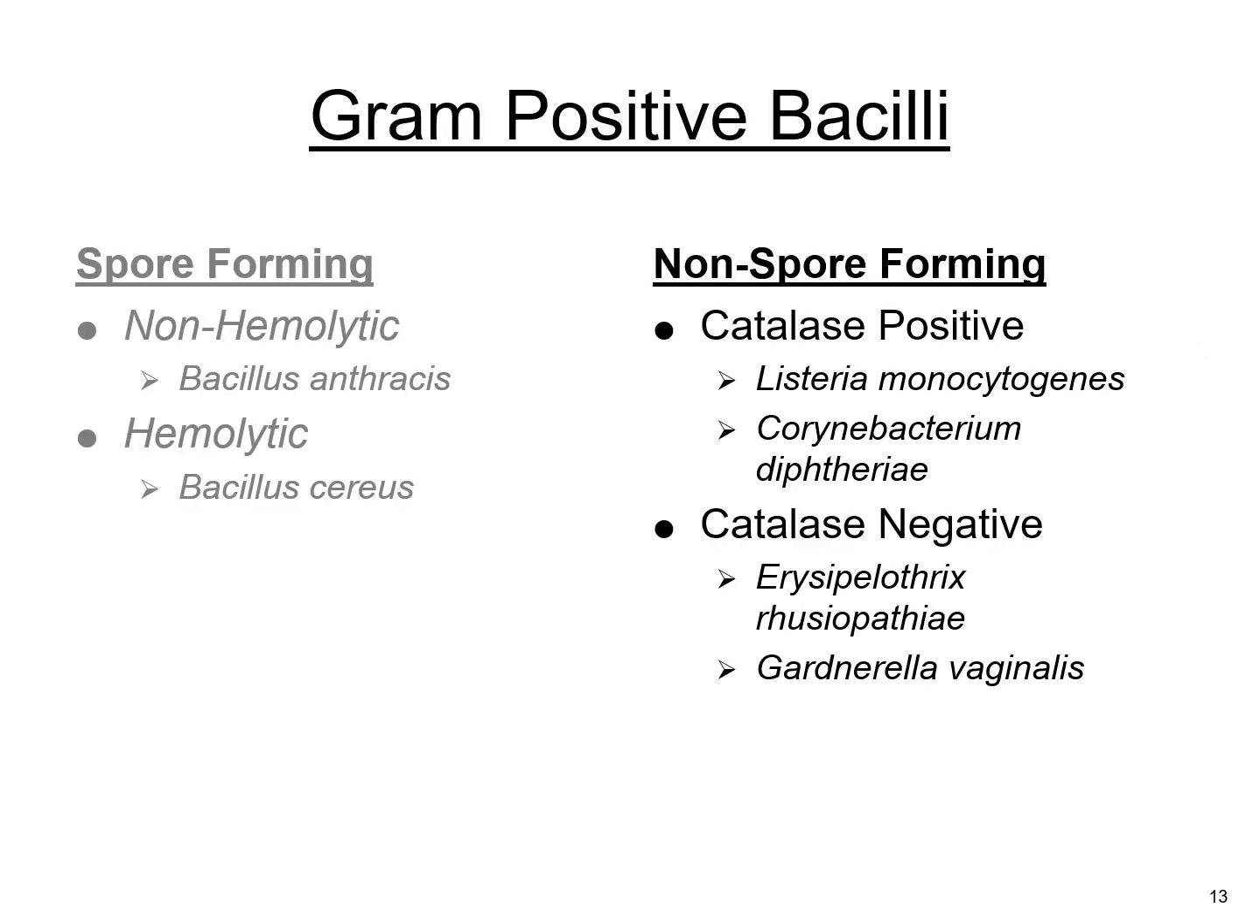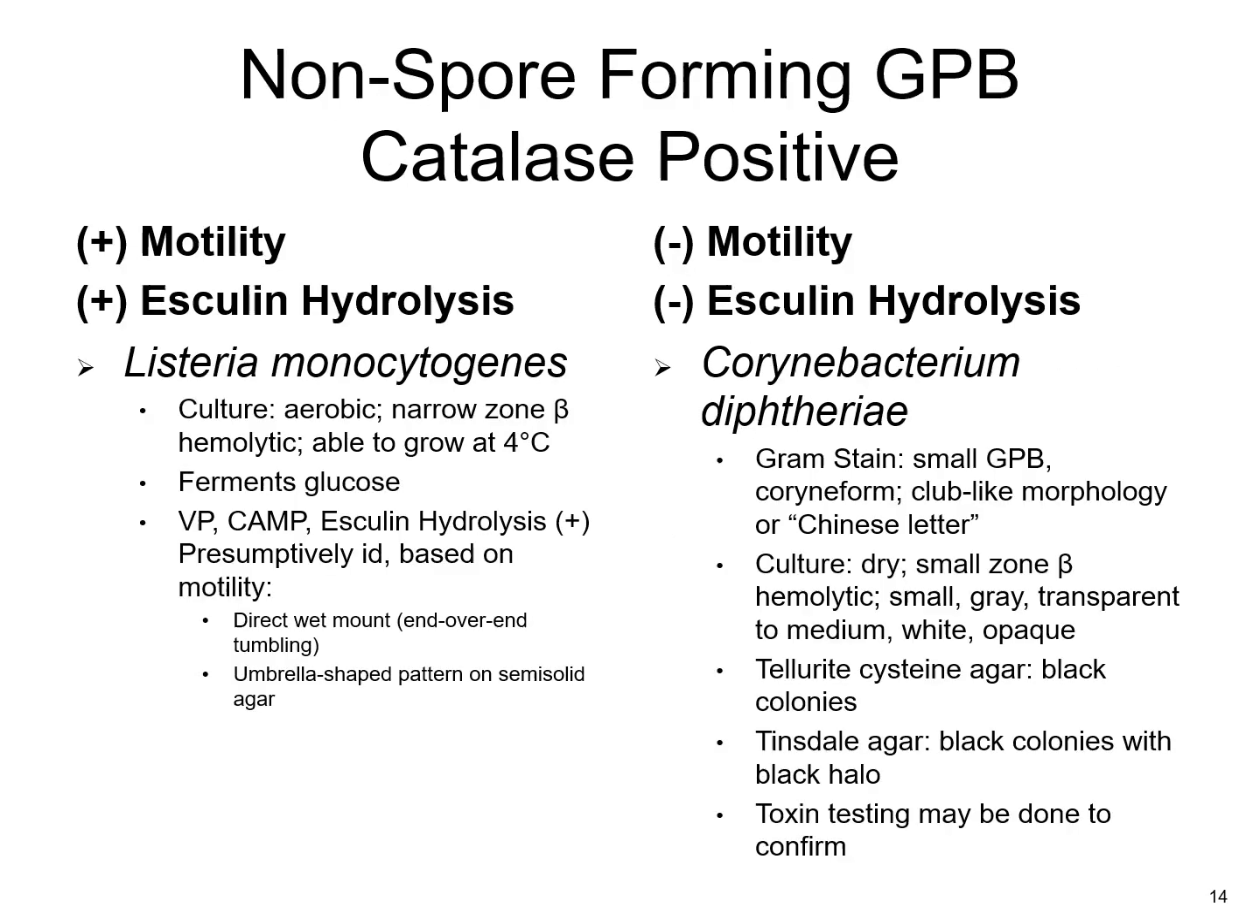If your aerobic culture demonstrates an organism that is a gram-positive bacilli, however, it is not a spore-forming organism, then from there they can be differentiated based on a catalase test. Once you've decided that you're most likely dealing with a non-spore-forming gram-positive bacilli and you test it to be catalase positive, from there you will determine the motility and the esculin hydrolysis test.